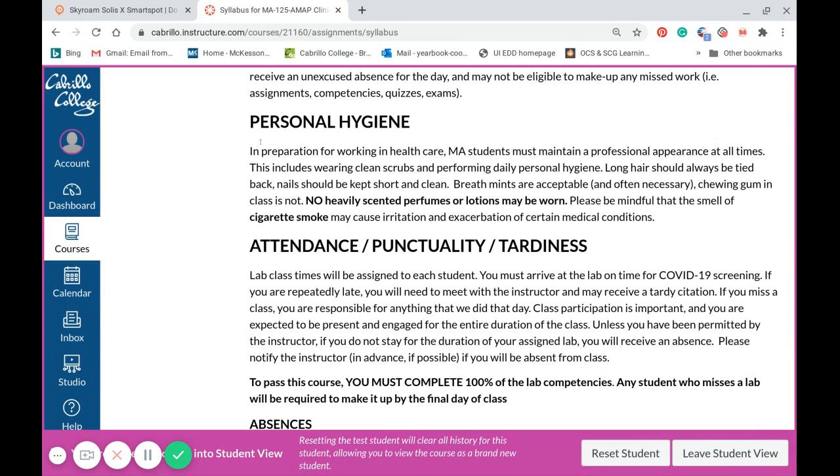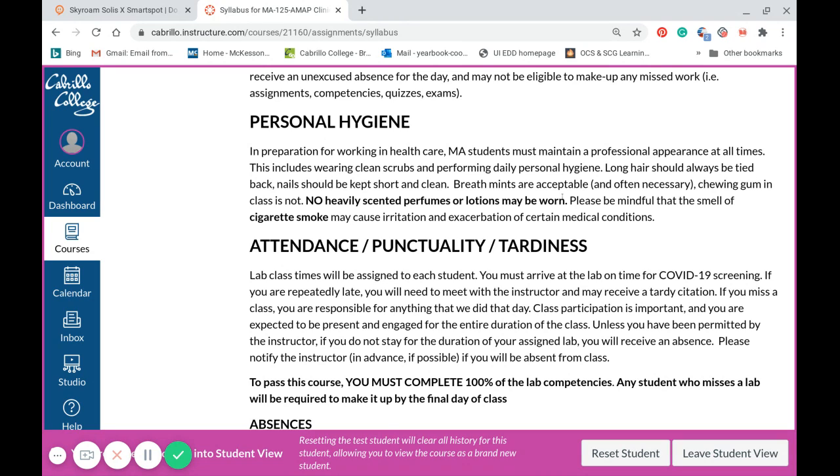Okay, it's really important that we maintain good personal hygiene, clean scrubs. Long hair should be tied back and nails should be kept short and clean. No acrylic nails, anything like that. Those are just breeding grounds for bacteria. Okay. We can't chew gum in class or in the lab. That's basically the same as eating food, right? And no heavily scented perfumes or lotions.